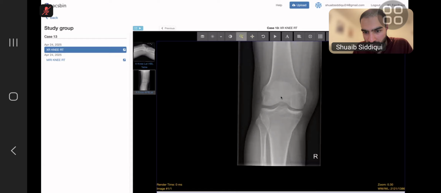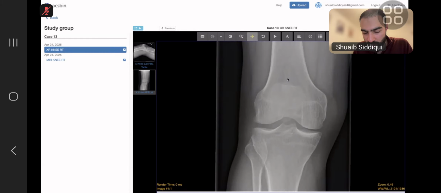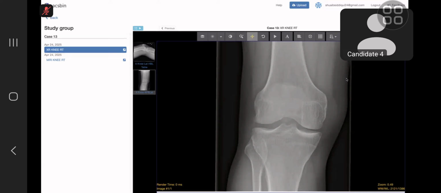Let's move on to the next case. This is a young gentleman who presents with knee pain after he had a fall. This is the frontal radiograph of the right knee joint of a young patient with a history of fall. The first thing I notice is a small chip of bone at the lateral aspect of the lateral tibial plateau, suggestive of a Segond fracture.